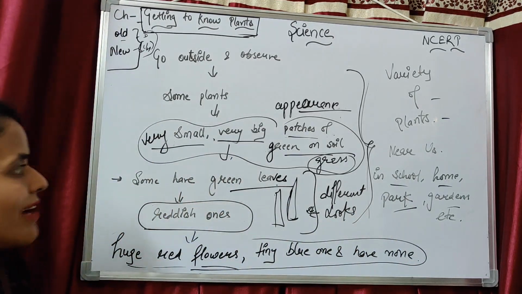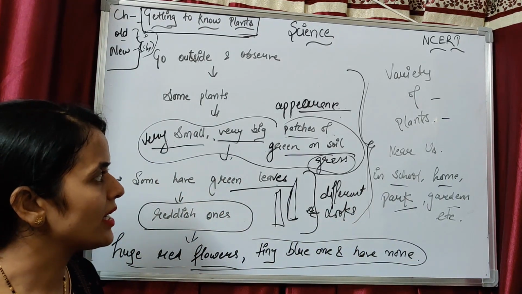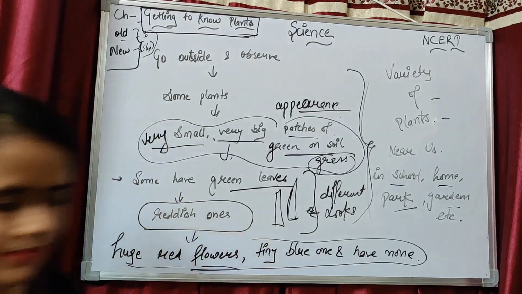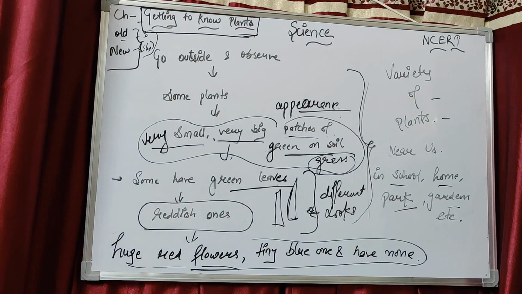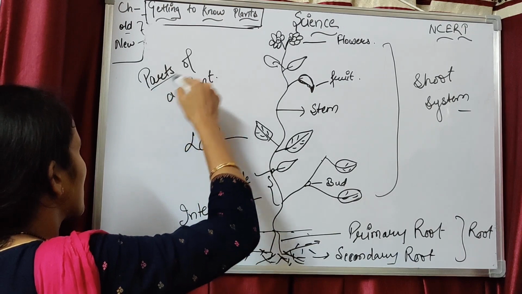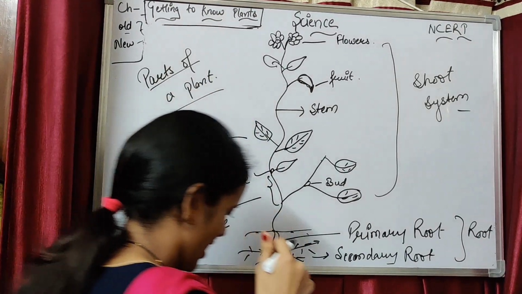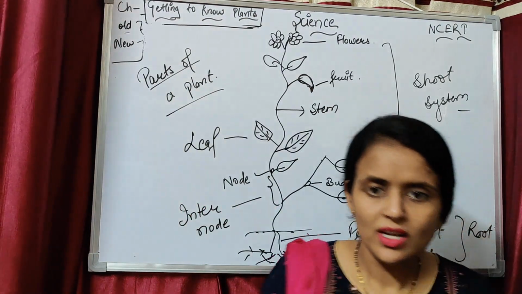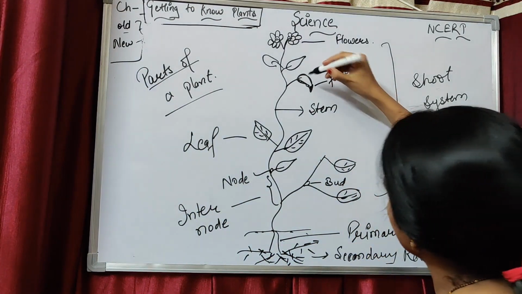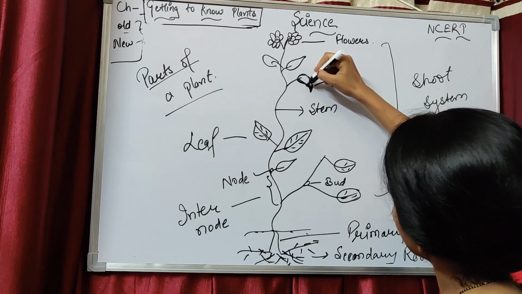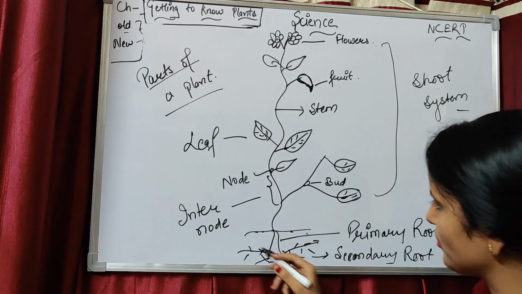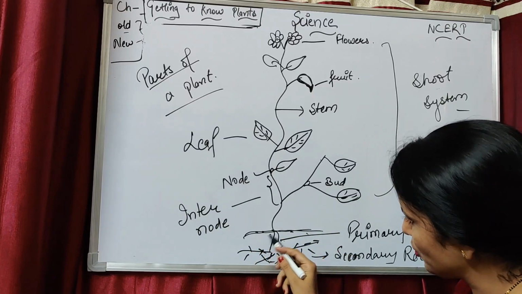Next I will draw a diagram of a plant and we will discuss the parts of the plant with the diagram. Look here, the diagram of the parts of a plant. I know my diagram is poor, but we only have to understand the concept. Firstly, we will start from the roots. These are the roots of the plant.